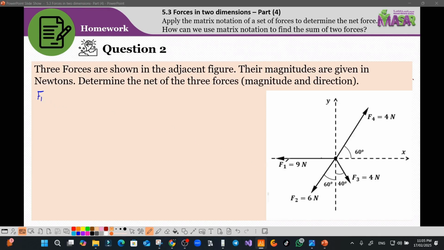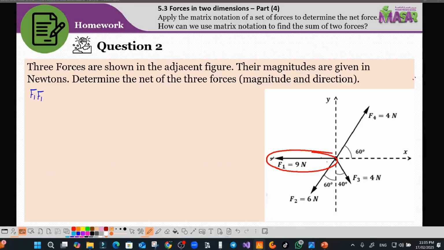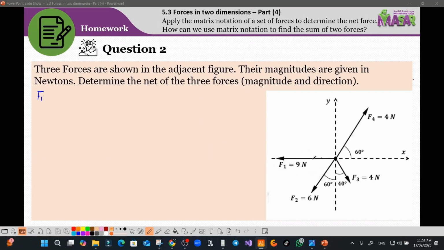Let me start with F1. Now, as you can see here, the F1 is completely and perfectly aligned with the x-axis. No need to decompose it. However, the vertical component of the F1 is going to be 0. So the matrix notation of F1 will be -9 because it's pointing to the left, and no vertical component.